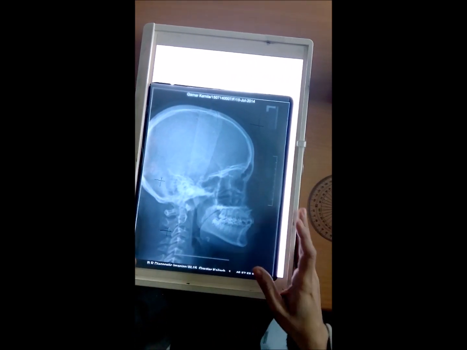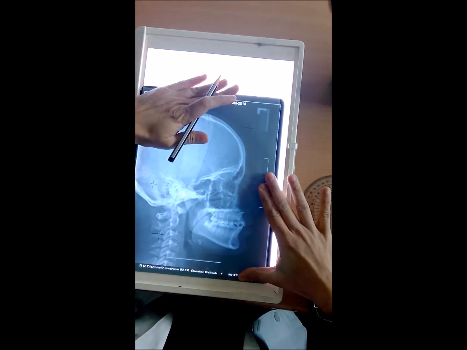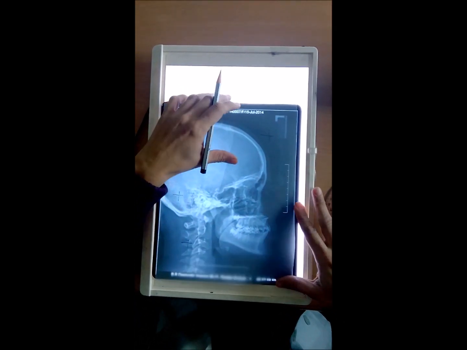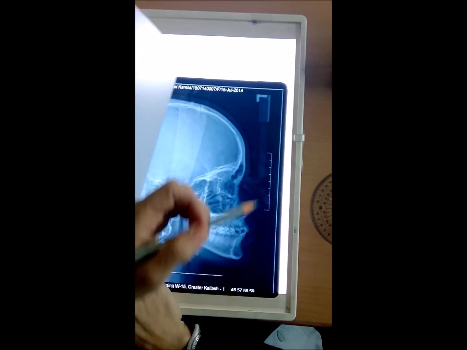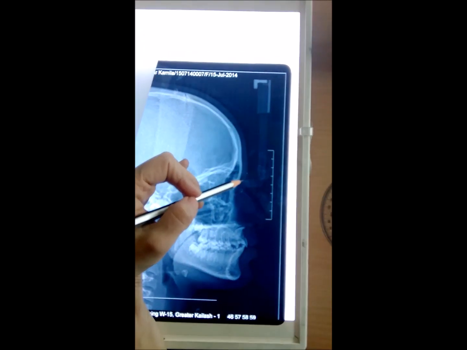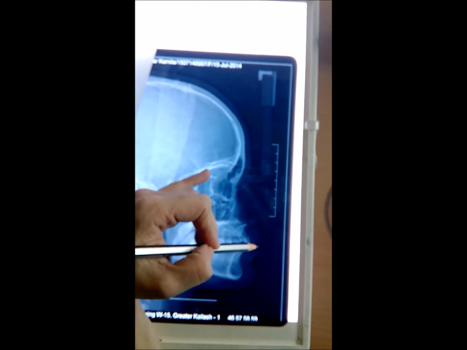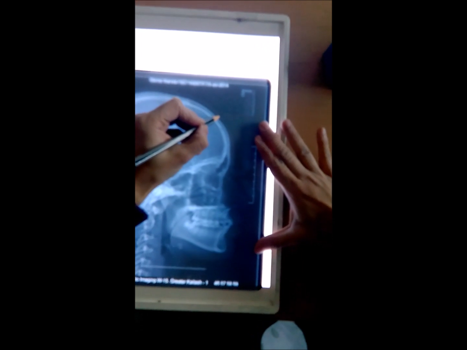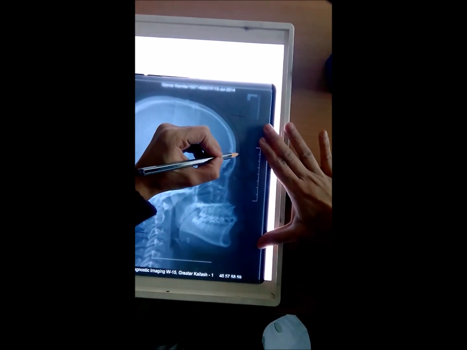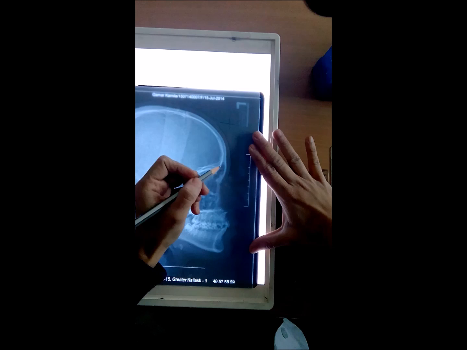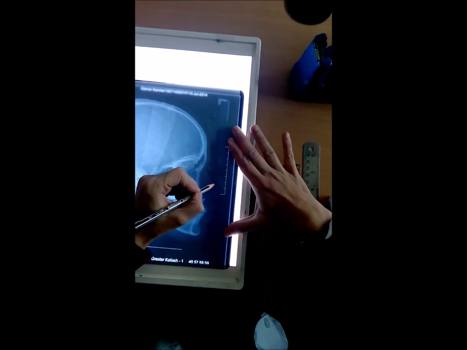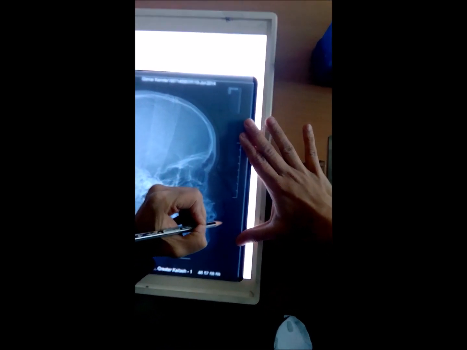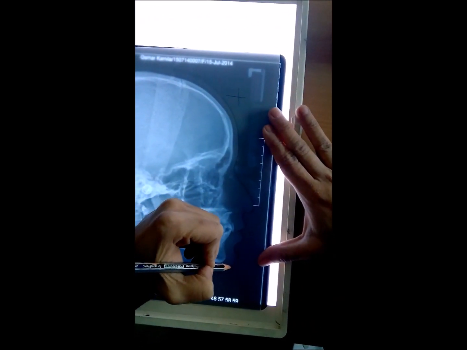When you start with the tracing, first what you have to trace is the outline, the soft tissue outline. If you can see, this is the soft tissue outline, very clearly visible. So you trace this soft tissue outline, the upper lip, the lower lip, till the chin.